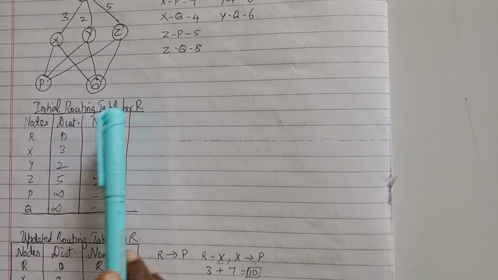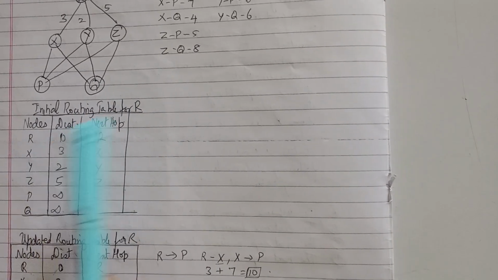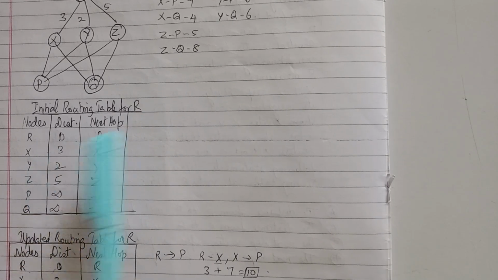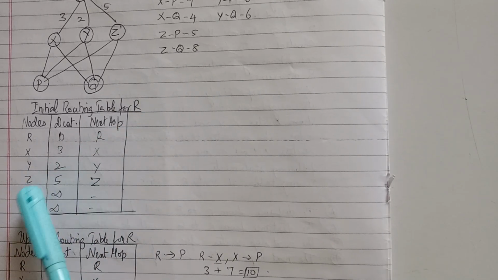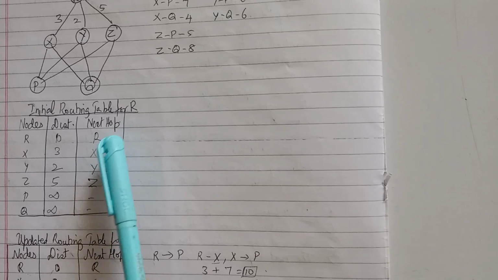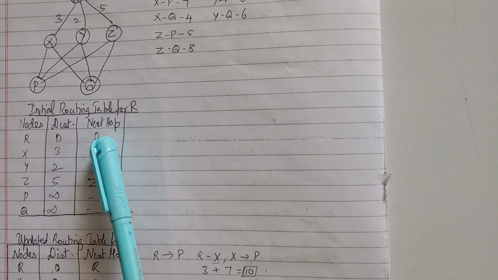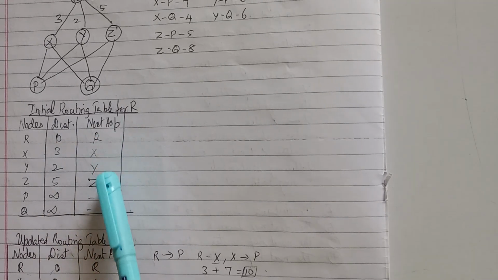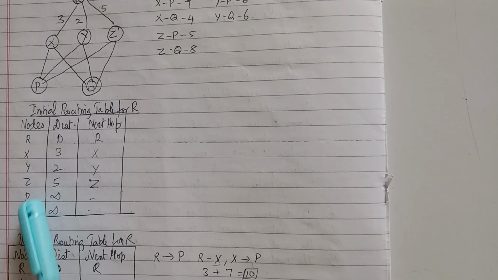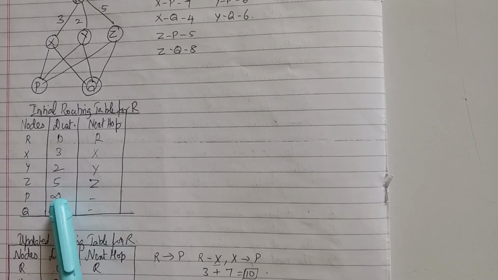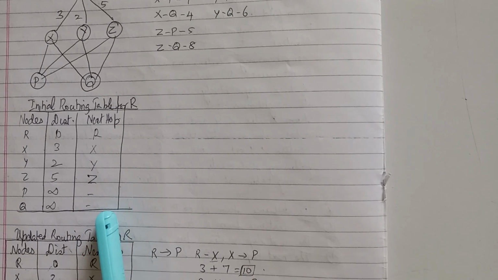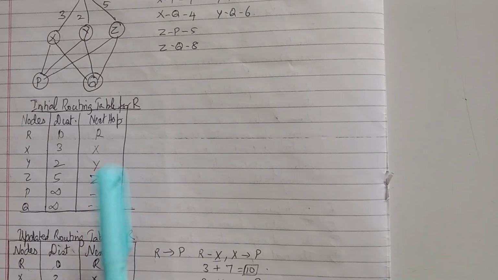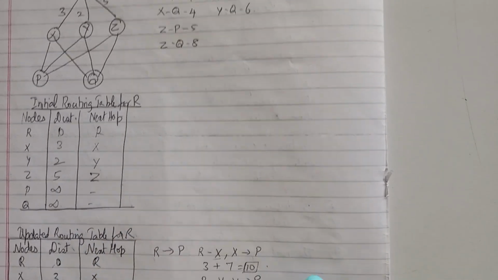So what is the distance? The distance from R to R is 0, from R to X is 3, from R to Y is 2, R to Z is 5. Next, the next stop will be R, X, Y, Z. For P and Q, we don't have a direct path, so we write the distance as infinity and we don't write the next stop. So the initial routing table for R is complete.